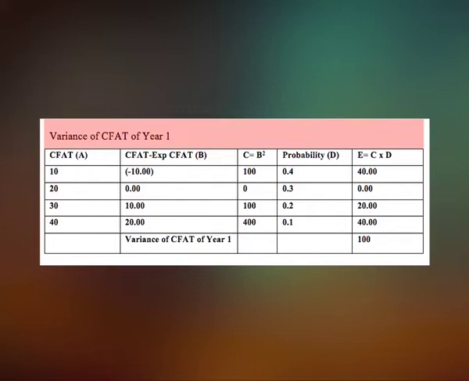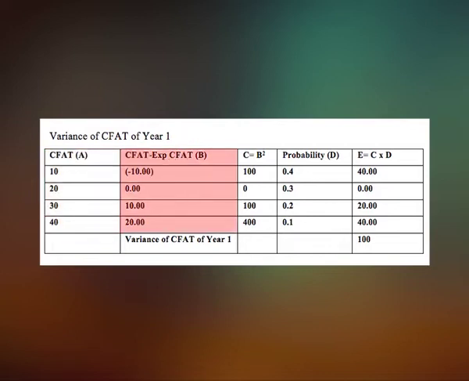We are given the variance of cash flow after tax of year 1 as follows. The table shows the cash flow after tax, which is taken as A, then cash flow after tax minus expected cash flow after tax, which we consider as B, then C is equal to B square, then probability which is taken as D, then E is equal to C multiplied by D. Now, the cash flow after tax is given as, these figures are in lakhs, so that is 10 lakhs, 20 lakhs, 30 lakhs, 40 lakhs.